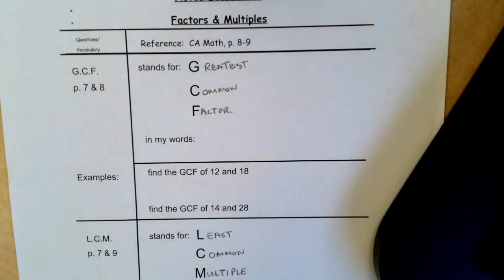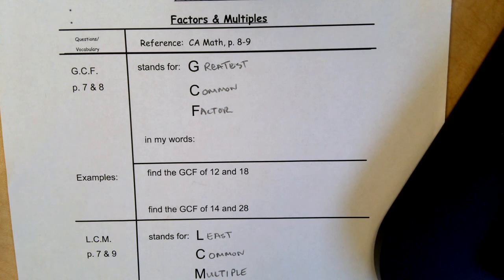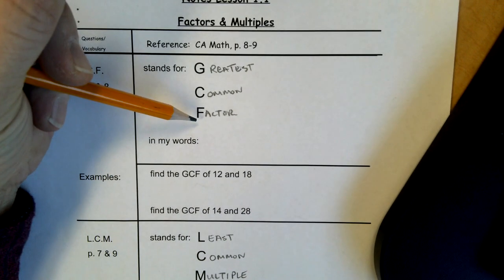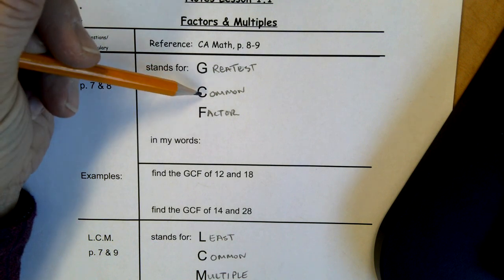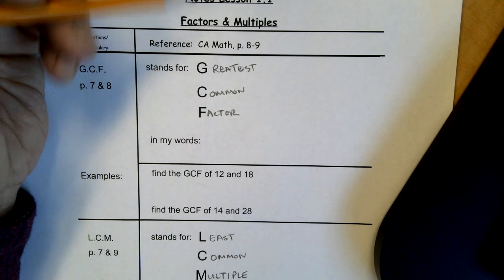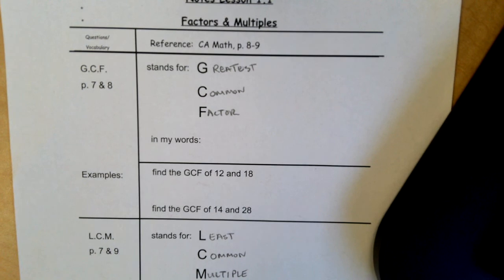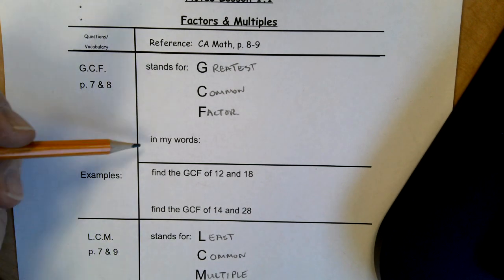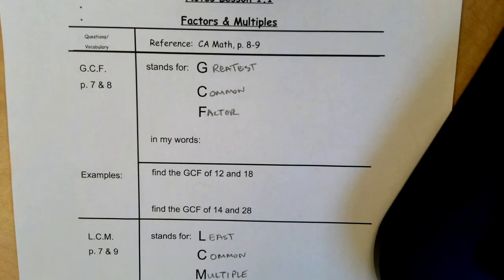So, Greatest Common Factor means the biggest number, that's the greatest part, that will go into, that's the factor part, two numbers that they both have in common. So the biggest number that will go into two different numbers. So come back to in my words in just a second. We're going to do a couple examples here.